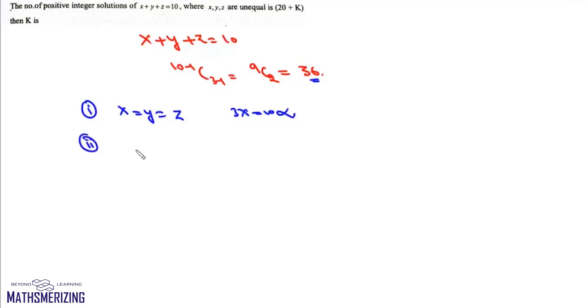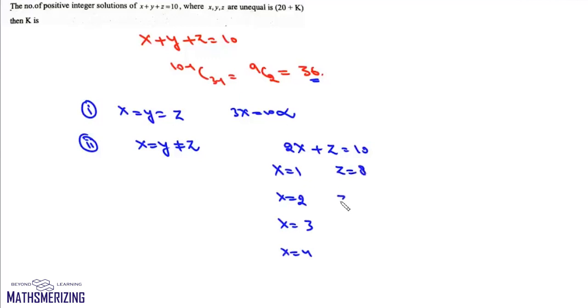Now we'll take the second case where x is equal to y, but it is unequal to z. We can write this as 2x plus z equals 10. Here this variable x can take values from 1 to 4, so the value of x can be 1, 2, 3 and 4. If we take x as 1, we'll get z as 8, then 6, then 4, and 2. So we'll have 4 such cases.